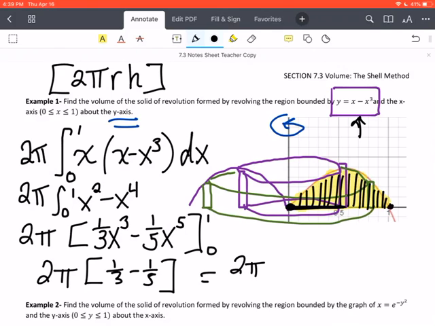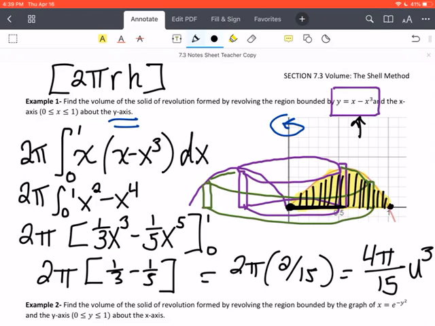So 2 pi times 2/15 is going to be 4 pi over 15. Okay, and that is going to be units cubed. That gives you the approximate value of 0.84. It is fine for you to give me approximations still in this section, but I just wanted to review some integration.